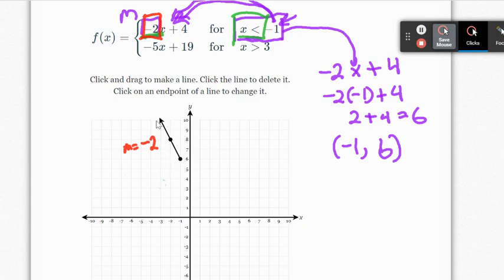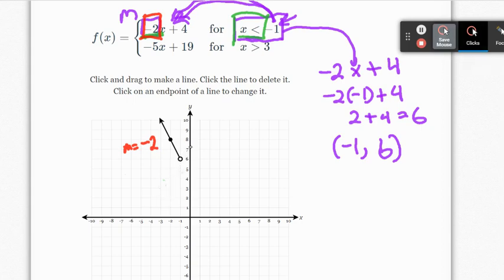And that means that it's coming down. It's falling now and ending at negative 1, 6. And then I'm going to open that dot because I'm not supposed to touch that dot at the end. So that means I go down and right. That's negative slope. Please do not go up and to the right. If you go up and to the right, it's positive slope.